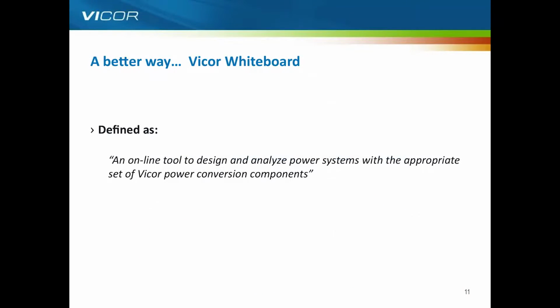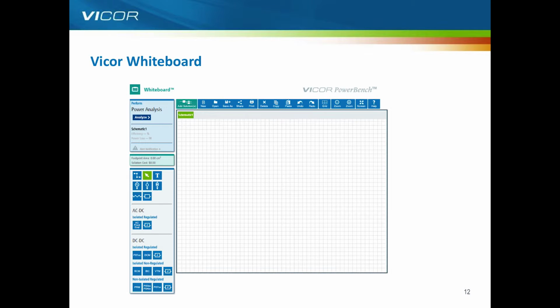But back to, as I alluded before, that whole manual process of reviewing data sheets, calculating efficiencies, calculating power losses, we've taken that process and automated it. So instead of you, the user, going through and ferreting out all that information, we've created, simply enough, what we call the whiteboard. This is the actual rendition of it that's on our website.